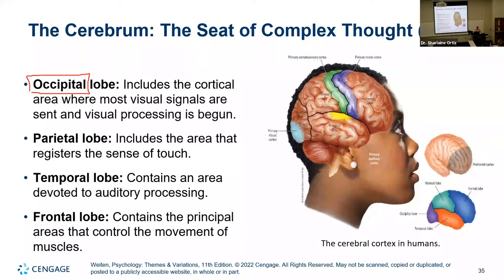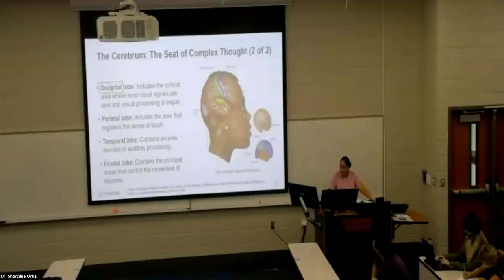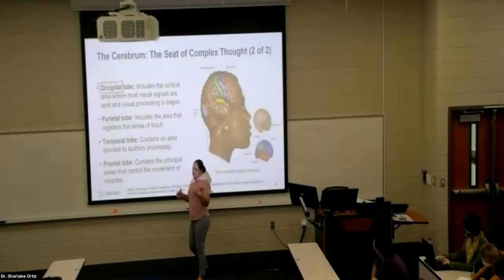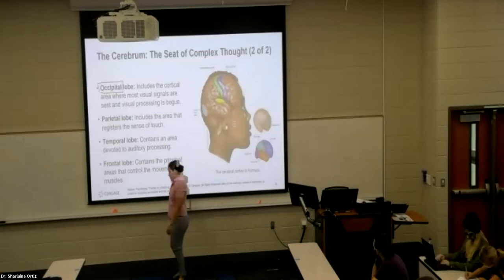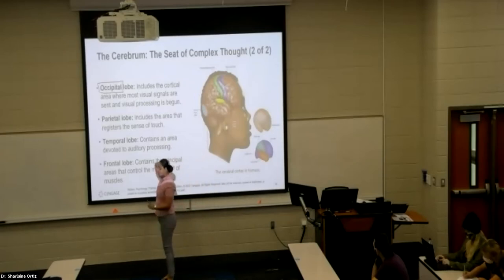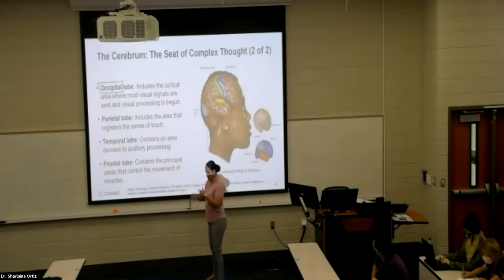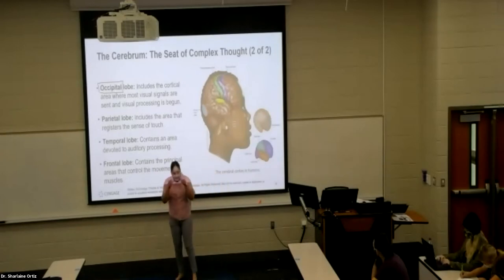Now, that occipital lobe is the area of your brain. I want you to imagine the back side of your brain. This back part here is that occipital lobe. This part here is in charge of the interpretation of images. So if you take nothing else, the occipital lobe deals with the eyes.